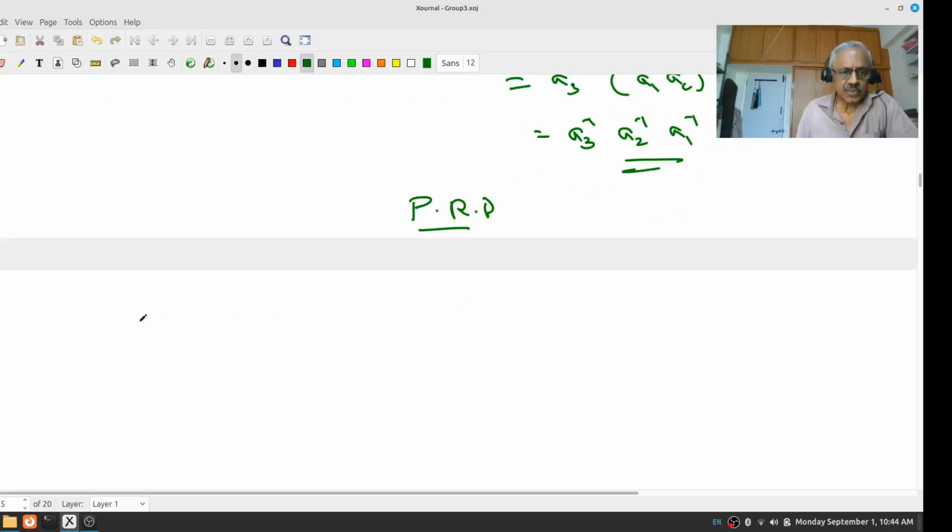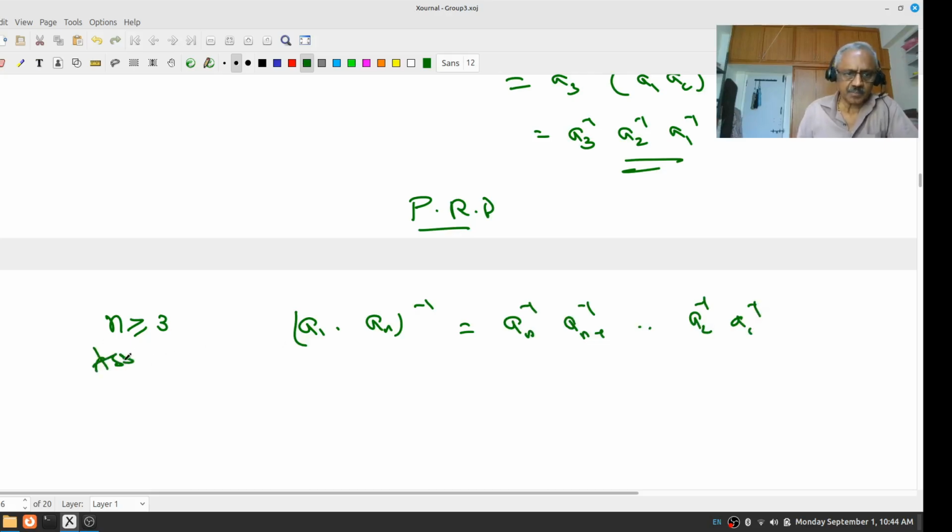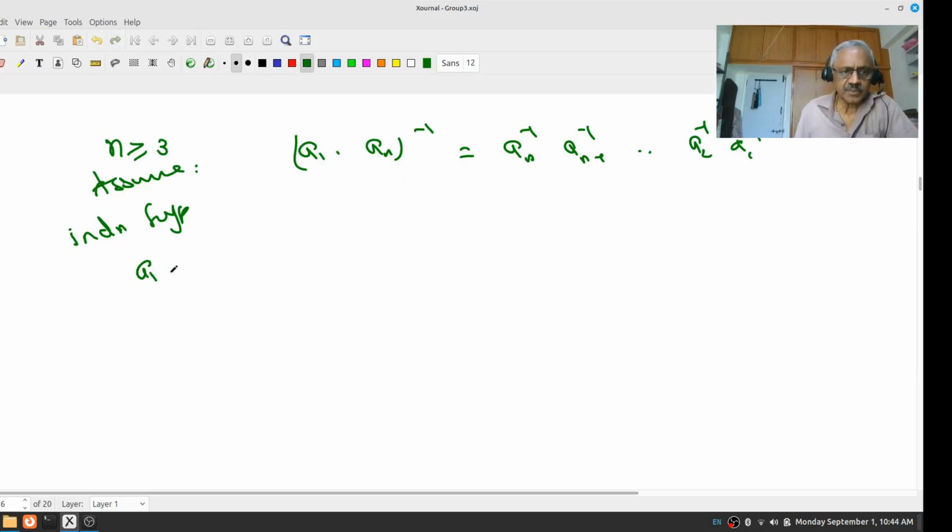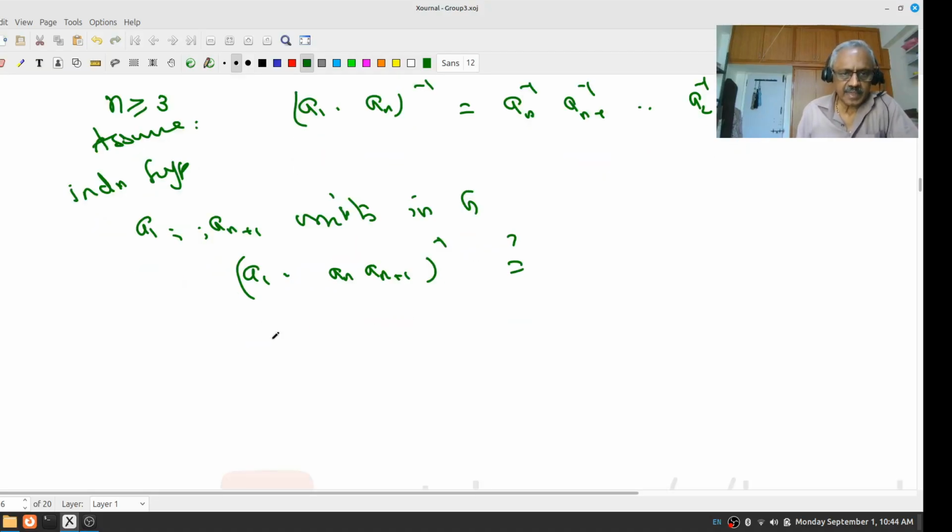So we want to generalize. Let us assume for n greater than or equal to 3, we have shown that the inverse of A1, A2, up to An is An inverse, An minus 1 inverse, down to A2 inverse and A1 inverse. Assume this. This is the induction hypothesis. Right? Now suppose you give me n plus 1 units. Then I want to know the inverse of A1 to An plus 1. Equal to what?